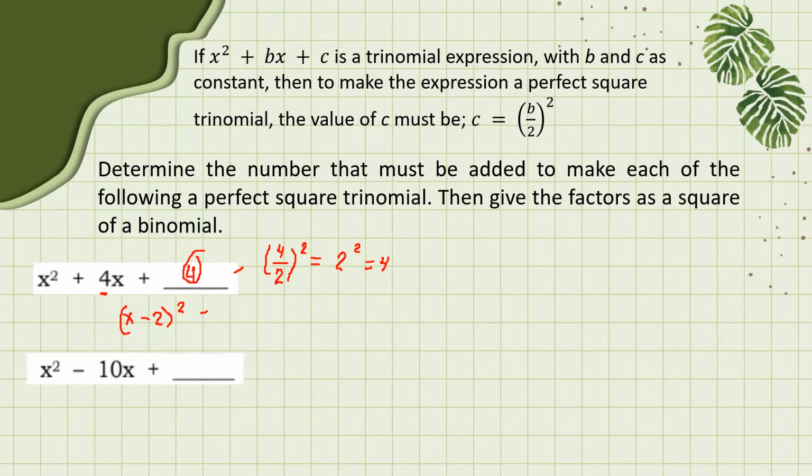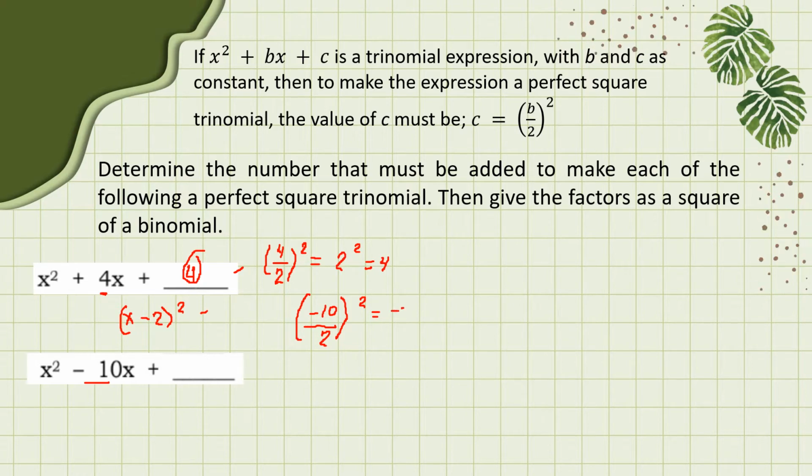What if ang given po natin ay x squared minus 10x plus blank. So kukunin nyo ulit yung b. Ang b po natin is the numerical coefficient of x. So ito po ay magiging negative 10. I-divide po natin sa 2, and then i-square po natin yung sagot. So magiging negative 5. Ano po yung negative 5 squared? Negative 5 times negative 5, that is equal to positive 25. So to make it a perfect square trinomial, we need to add here positive 25.